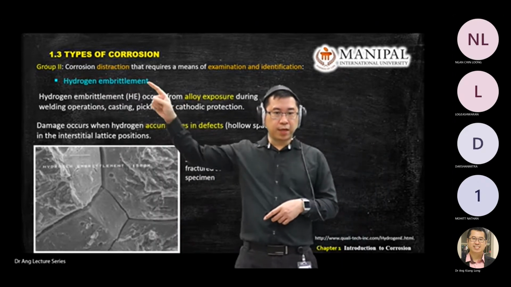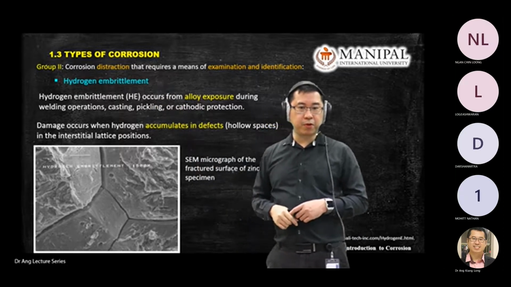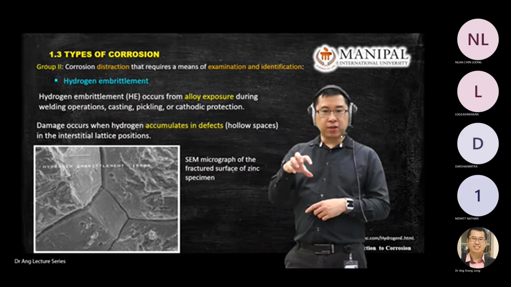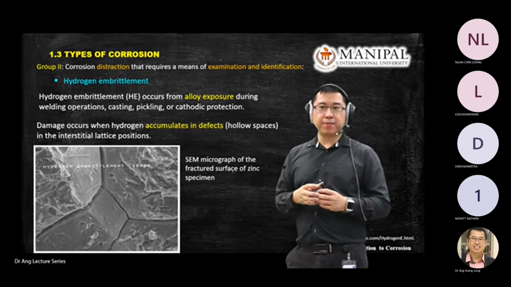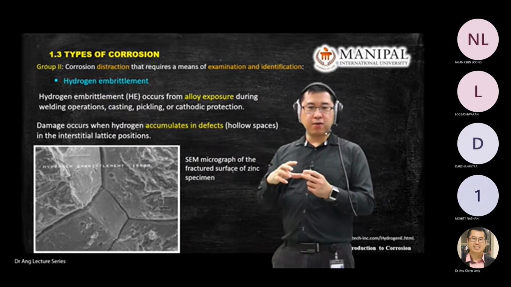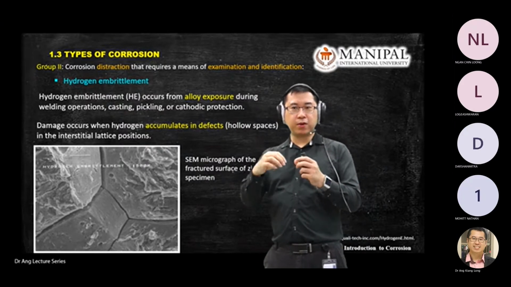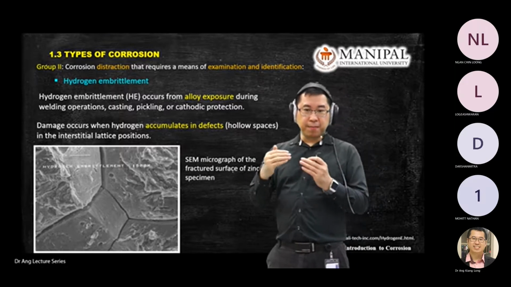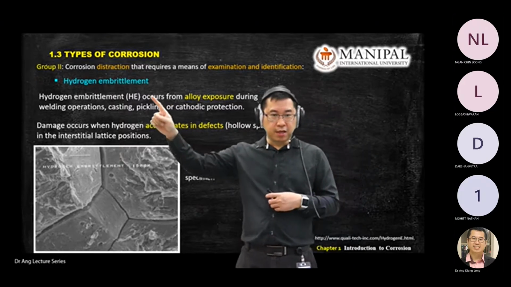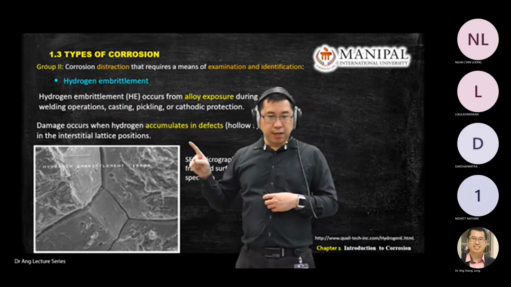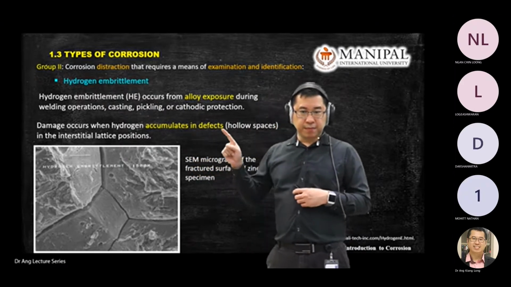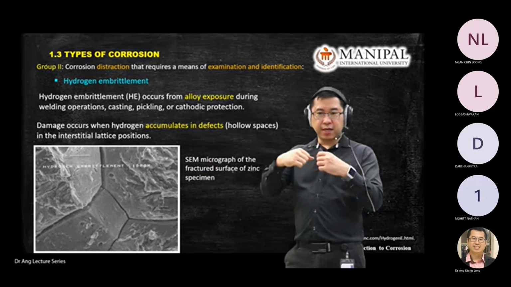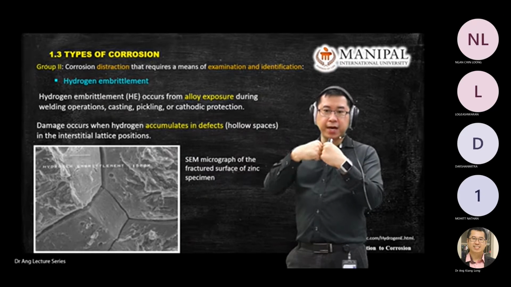Right. So what is the keyword for hydrogen embrittlement? The word hydrogen. How does it make metals become brittle? Brittle means become hard. So how do metals become harder, or the flexibility reduce? How easily does the metal break? Because of the appearance of hydrogen, it accumulates in the hollow space, or in the defects. Then the hydrogen will make the material become harder and harder.